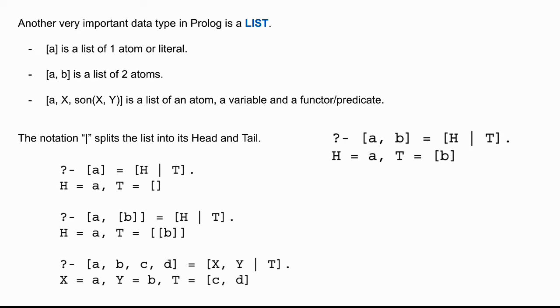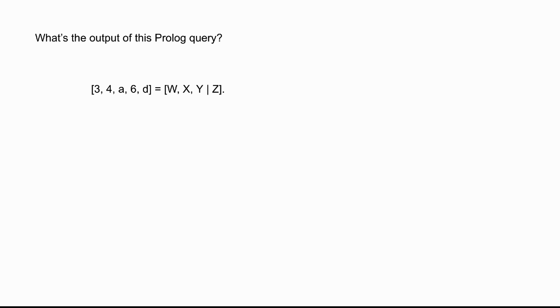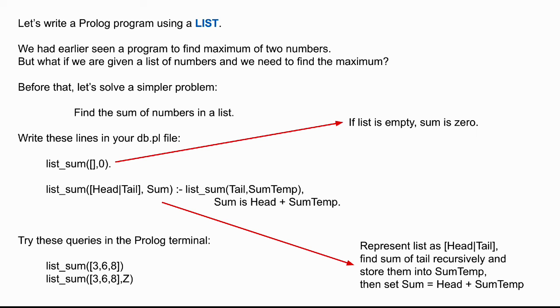So again, please pause the video over here, try this out on a Prolog terminal, and then proceed further. Try this out: query in your terminal, write [3, 4, A, 6, D] equal to [W, X, Y | Z] full stop, and then see what you get. Again, please do try it out, because then you will understand what's going on.